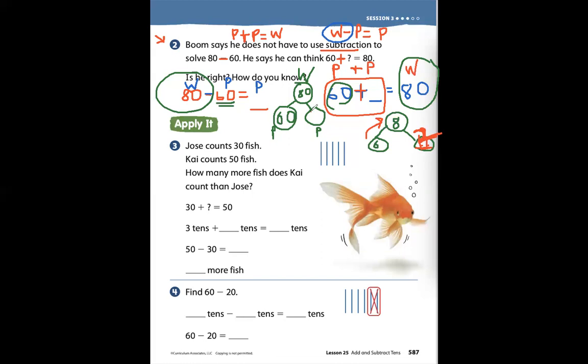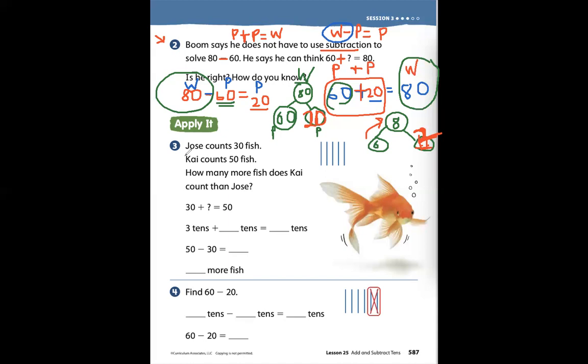60, 70, 80. How many 10 sticks did I draw there? 2. What is the value of those 2 10 sticks? 20. So 60 plus 20 equals 80. 80 minus 60 is going to have the same answer, 20. So how do I know that I can add instead of subtract? Because they have the same parts and the same whole.